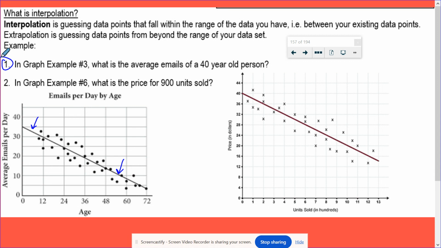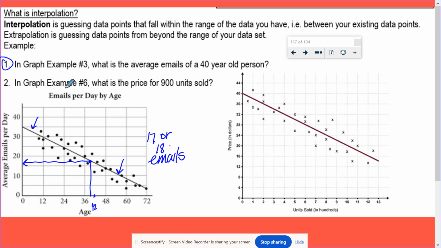So let's look at number 1. In graph example number 3, so this was from earlier, what is the average emails of a 40-year-old person? So let's see, we're counting by 12s. So halfway between 36 and 48 would be 42. So a 40-year-old person would be about here. So we would stop when we get to our line, and then we would go this way to our y-axis, and we would identify that number there. Well, here we're counting by fives. So 5, 10, 15. So maybe then we could say 17 or maybe 18 emails if we're off a little.